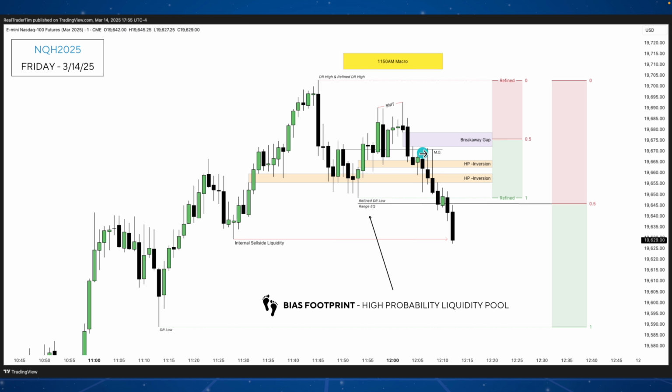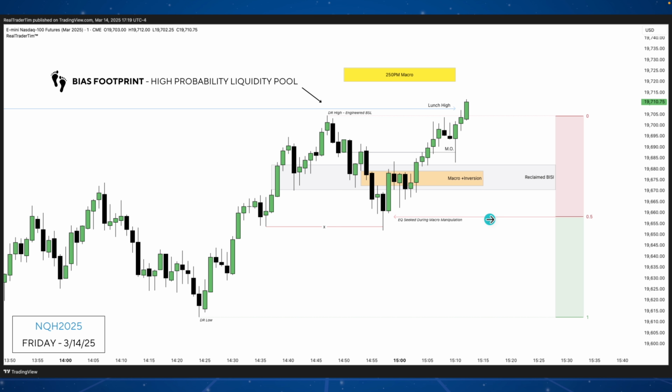Okay, but note how we worked this deal, we created and then worked premium of this refined dealing range before displacing lower to the discount of the larger dealing range to internal sell side objectives. Okay. Continuing to our next example, we have another bias footprint.